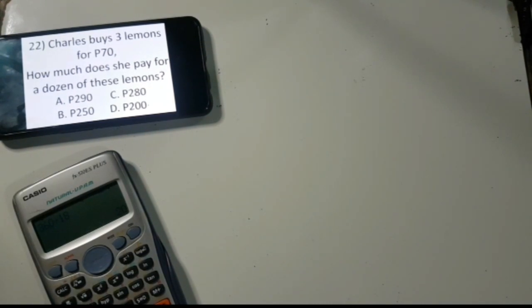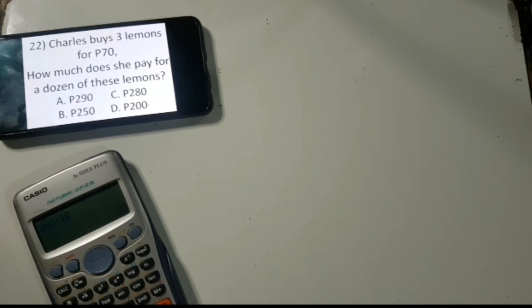Charles buys 3 lemons for 70 pesos. How much does she pay for a dozen of these lemons? So, itong type of question na ito, yung iba dito mahihirapan kasi isipin nila kailangan nilang gumawa ng mathematical equation para dito. Pero para sa akin, ang mas magandang way para dito is mag-drawing.